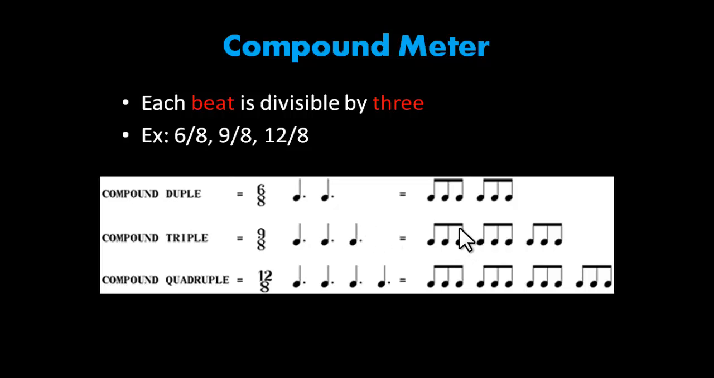For 9-8, we put 3 eighth notes in each beat, and as a result, 9 divided by 3 is 3, and there are 3 beats, so this is called compound triple. For compound quadruple, we have 12 eighth notes. There are 3 eighth notes in each beat, so there are 4 beats in all in each measure. Therefore, this is called compound quadruple.